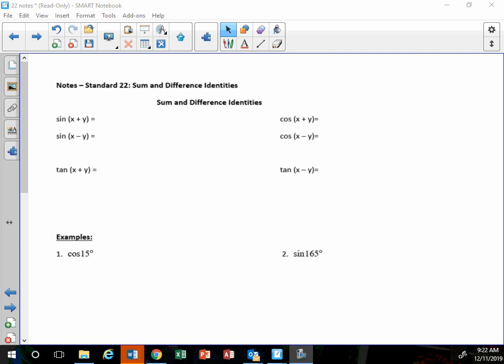Standard 22 here, we have our sum and difference identities, so we have some more formulas to go over, okay? So I'm going to start writing the first one for you. If we have the sine of x plus y, guys, it's not just sine of x plus sine of y. You could think on your circle, sine of 30 plus 60 is not the same as sine of 30 and sine of 60 added together. But so that's why we have to do these formulas.